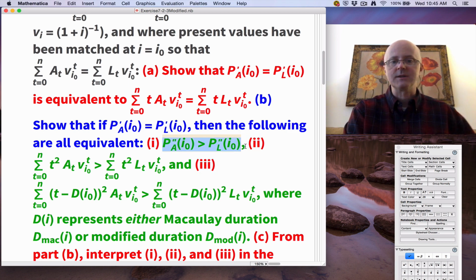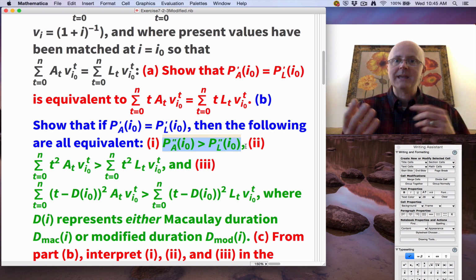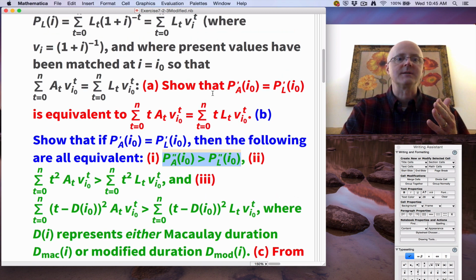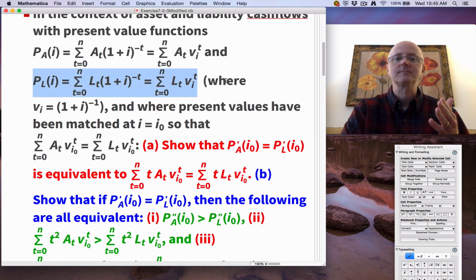This first condition, that the second derivative of the asset cash flow present value at i equals i0 is greater than the second derivative of the liability cash flow present value function at i equals i0, is the main condition we've been thinking about for Redington immunization, right? We've been thinking about the h of i function, which is the difference, this function minus this function.